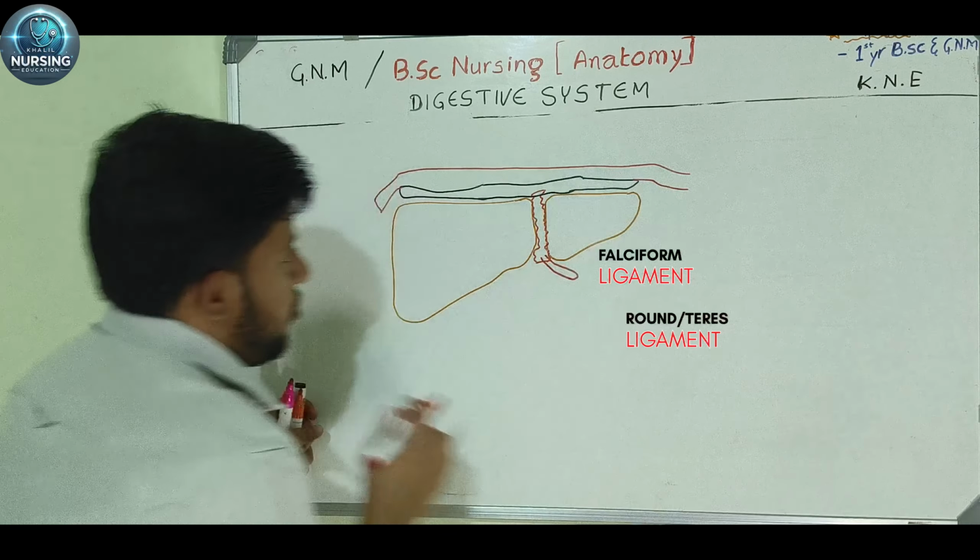It carries blood from the stomach, from the spleen, and from the intestine also. This one is called the mesenteric vein. This one is the splenic vein. This one is the gastric vein. All the veins join together to form one common vein, which is called the portal vein.